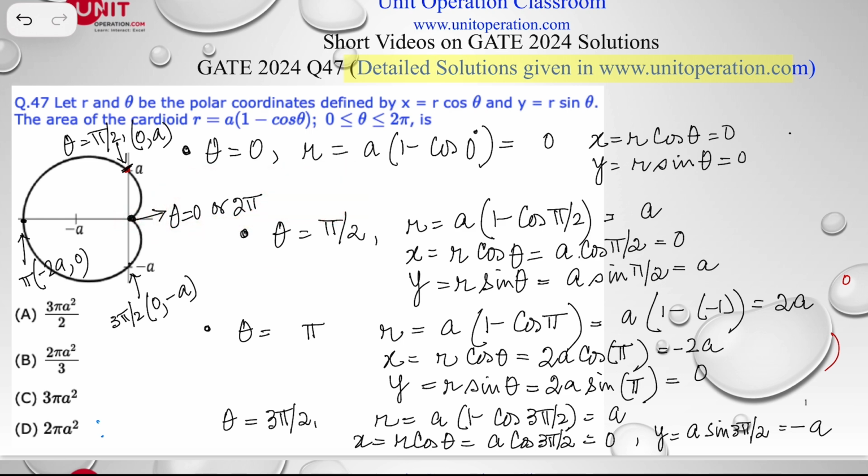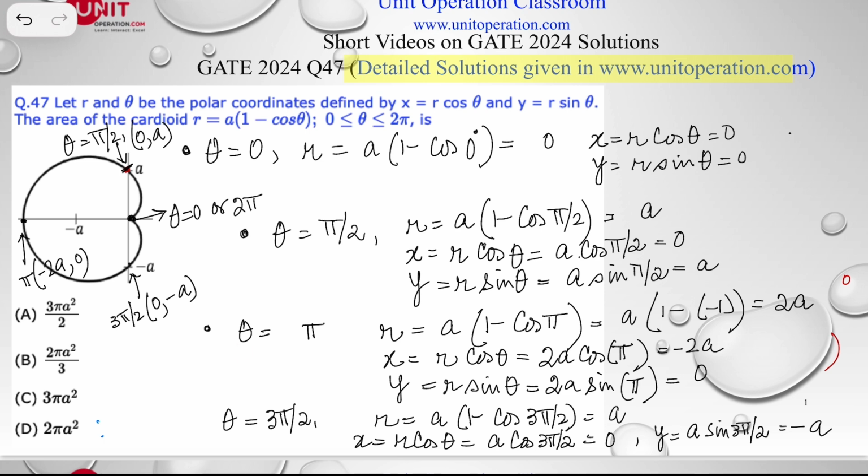At theta equal to pi by 2, which is right here, r is equal to a times 1 minus cosine of pi by 2, and that is equal to a. Then x is equal to r cosine of pi by 2, and cosine of pi by 2 is 0, so x is 0, and y is r sine of pi by 2, so that's equal to a. So at pi by 2, the values are 0 and a on the y scale.